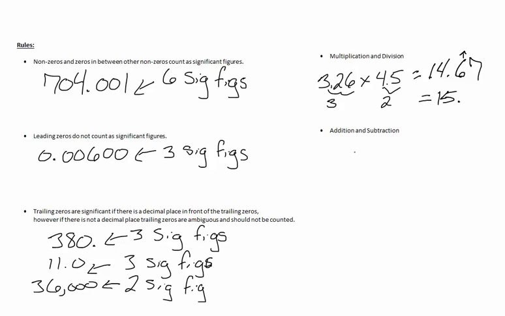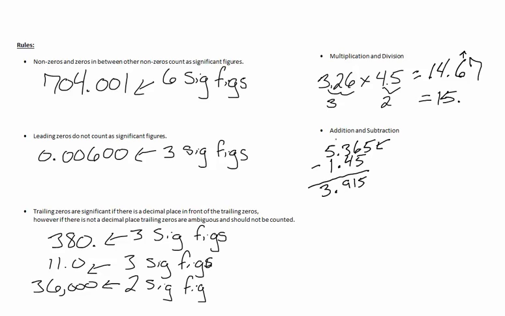When dealing with addition and subtraction, we limit the significant figures to the number that has the least precise measurement. So an example here would be if we had 5.365 minus 1.45, we would get an answer of 3.915.